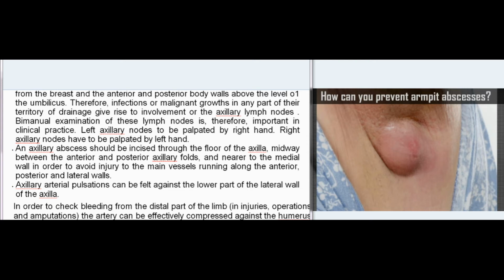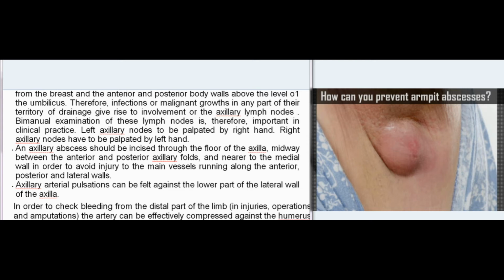Therefore, infections or malignant growths in any part of their territory of drainage give rise to involvement of the axillary lymph nodes. Bimanual examination of these lymph nodes is, therefore, important in clinical practice. Left axillary nodes to be palpated by right hand. Right axillary nodes have to be palpated by left hand.